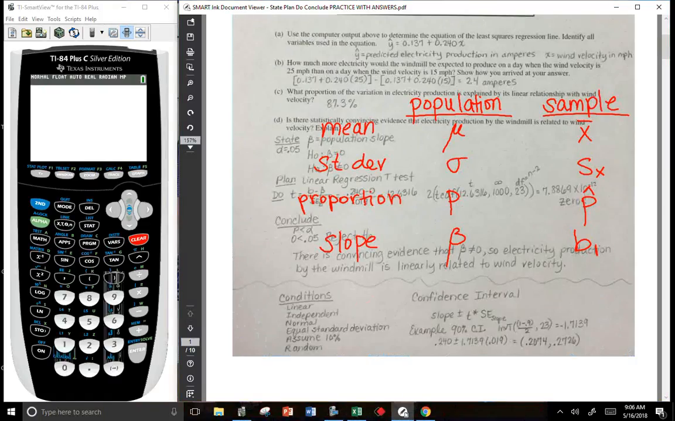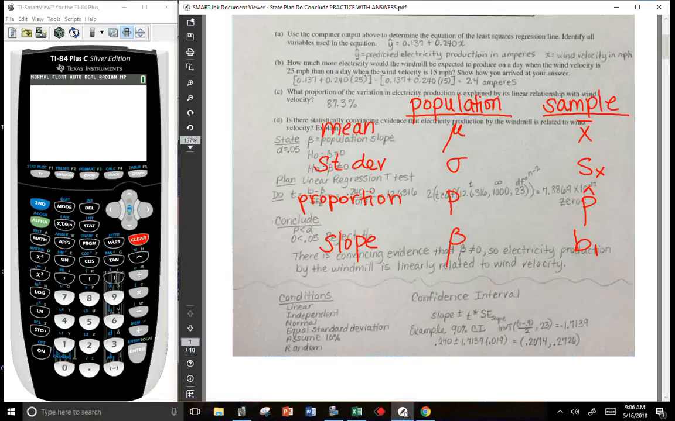Okay, so back to the test I ran. I did beta as the population slope, and I probably should have done that better, like done it in context of the problem, forgive me. So I probably should have talked about wind velocity and stuff right there. But anyways, H0: beta = 0, HA: beta is not 0.